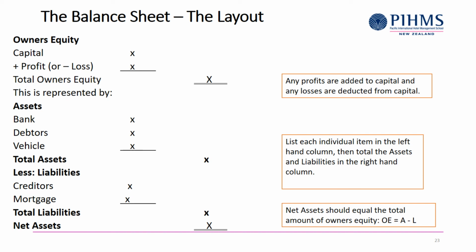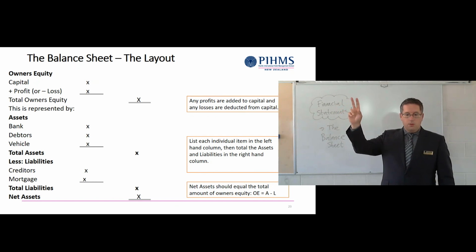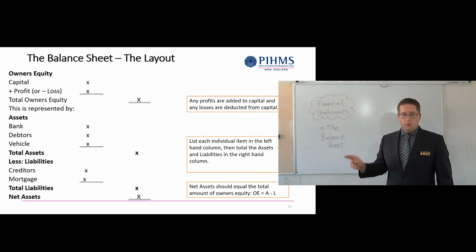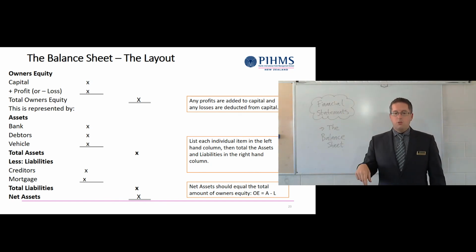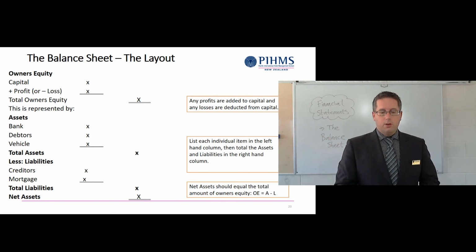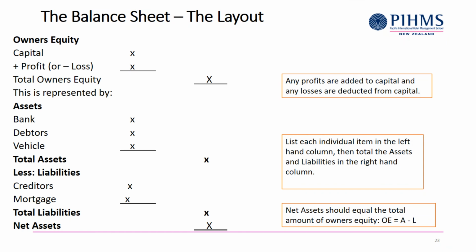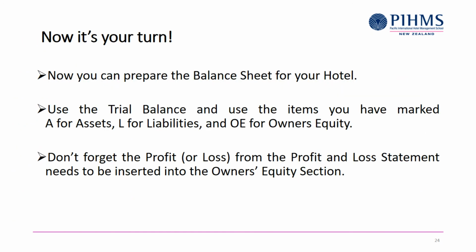Now, that number should equal owner's equity. So, owner's equity should equal that net assets number. The two should match. If they match, celebrate. If it balances, you're in luck. Okay, if they don't balance, then unfortunately you're going to have to go back and figure out where you've gone wrong. But that's okay. First time doing it, you know, some people do make mistakes.